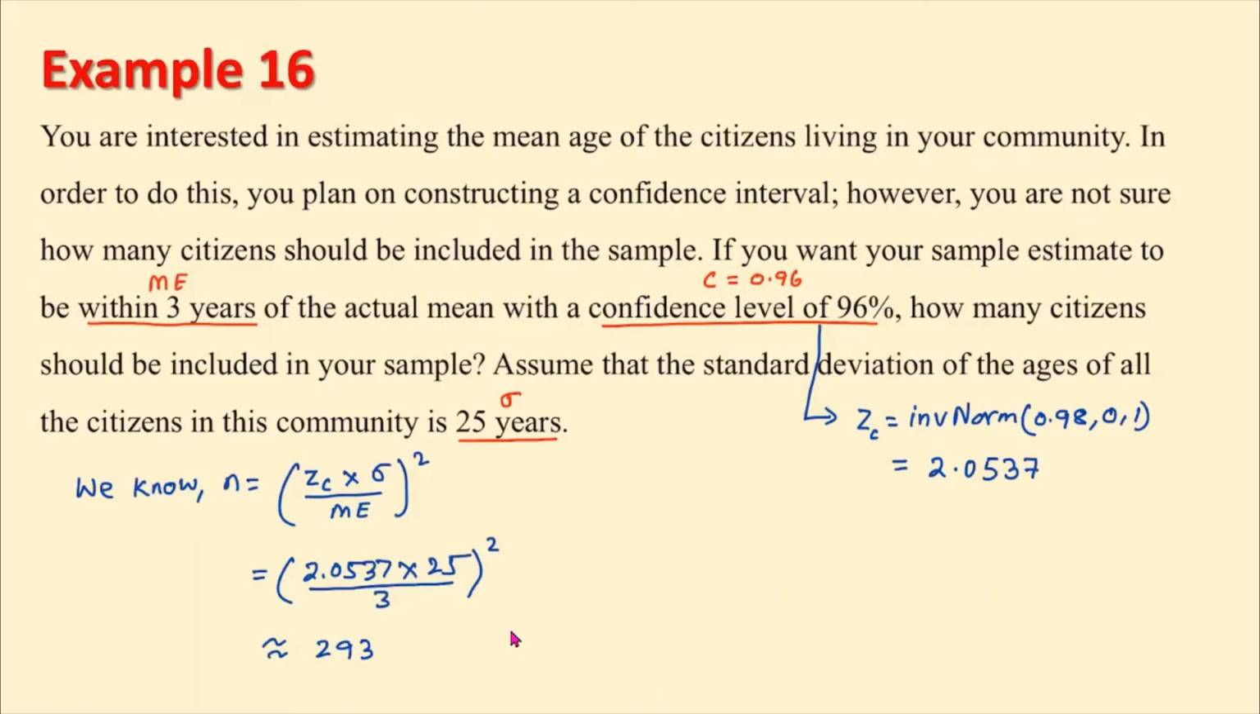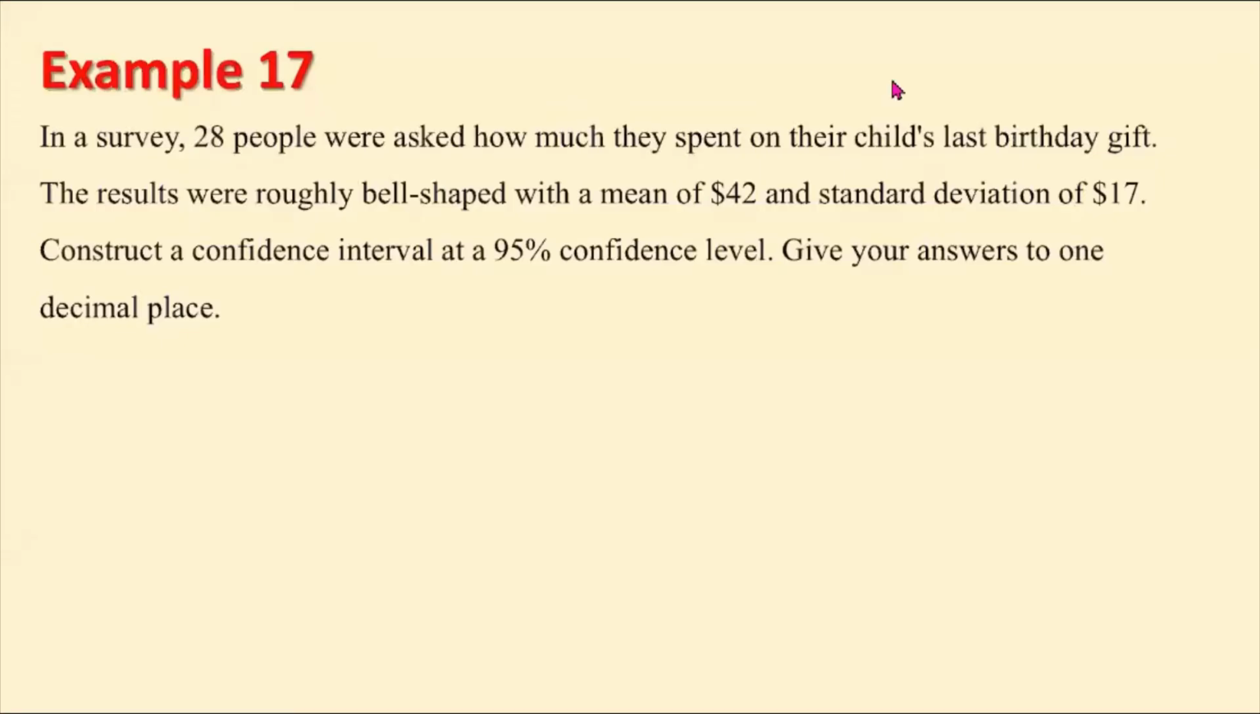Now we have 2 more examples remaining. Up to here, we have used Z critical, or the standard normal distribution, but in the next 2 examples, you'll see the t distribution. Example 17. In a survey, 28 people were asked how much they spent on their child's last birthday gift. The results were roughly bell-shaped with a mean of 42 and standard deviation 17. Construct a confidence interval at 95% confidence level and give your answer to 1 decimal place.